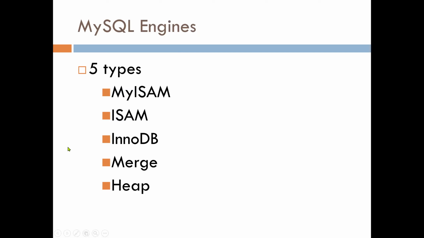Okay. These are different types of MySQL engines. Float, yeah, it sounds familiar, but I can't remember what it is. I remember that I had to use it to set certain things, but I can't remember exactly what it was. So these are the 5 types of MySQL engines. You have MyISAM, ISAM, InnoDB, Merge, and Heap.